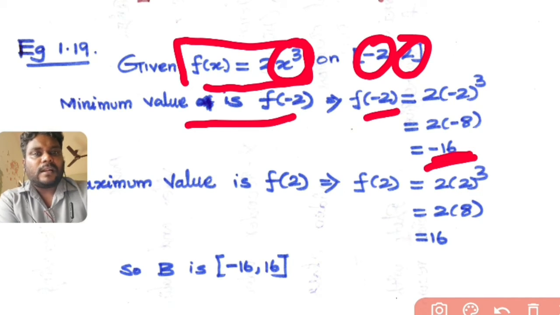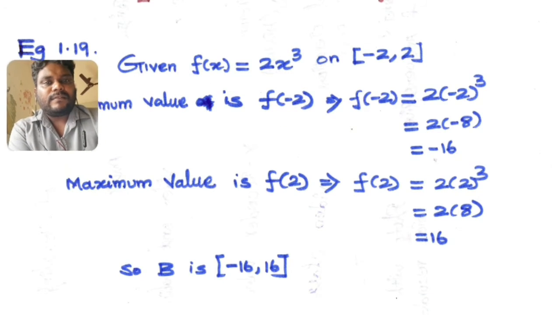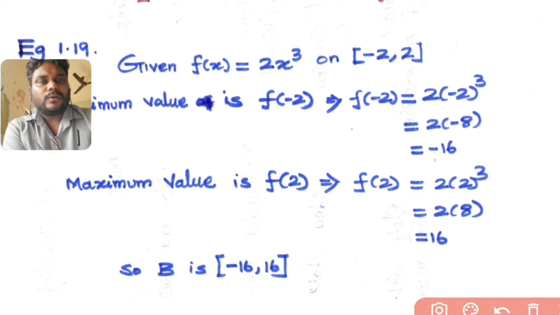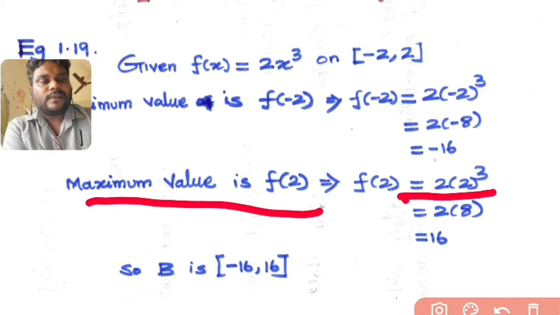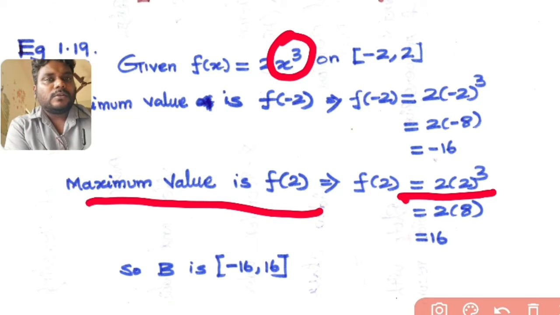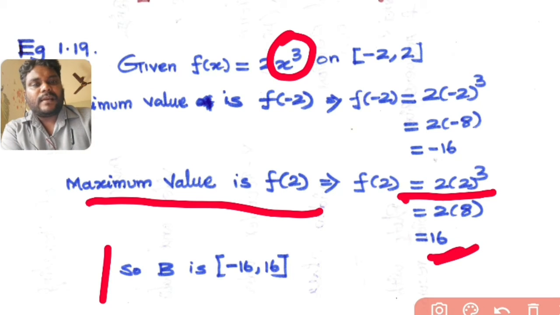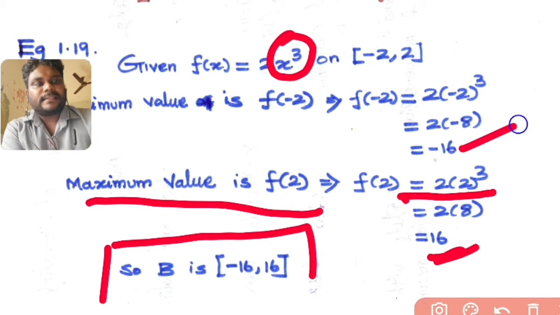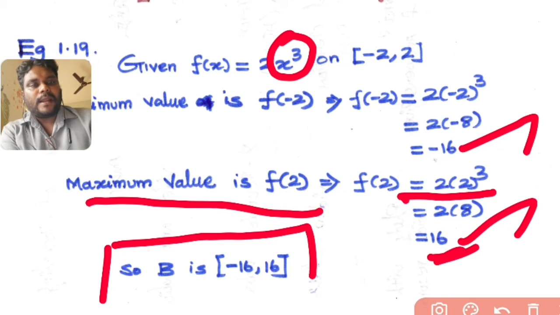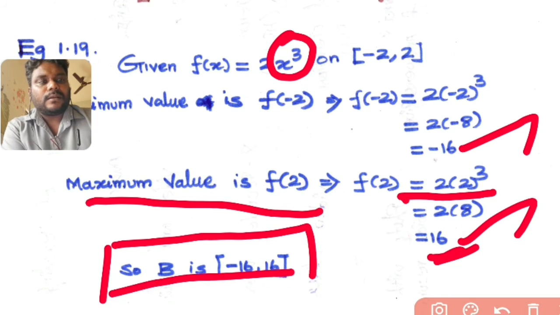Next, the maximum value is f of 2. So f of 2 equal to 2 into 2 cube, where we replace the x value as 2. The value of 2 cube you know is 2 into 2 into 2, so 2 2s are 4, 4 2s are 8. So 2 8s are 16. Therefore the b value is -16 comma 16. Okay, this is the solution.